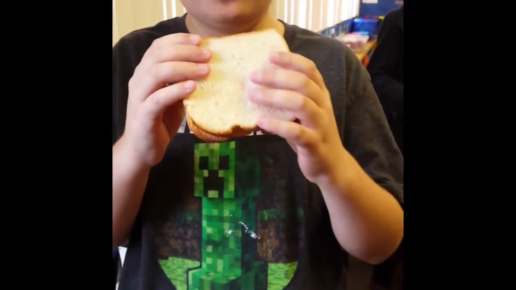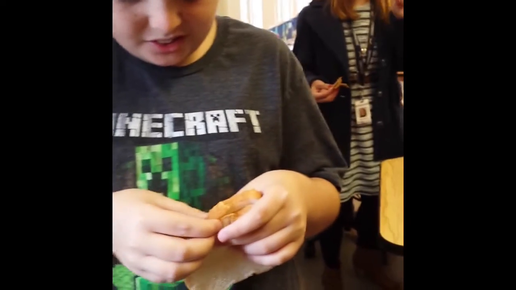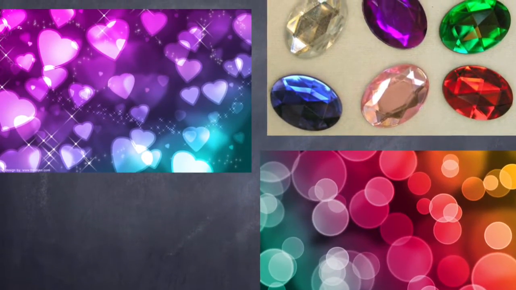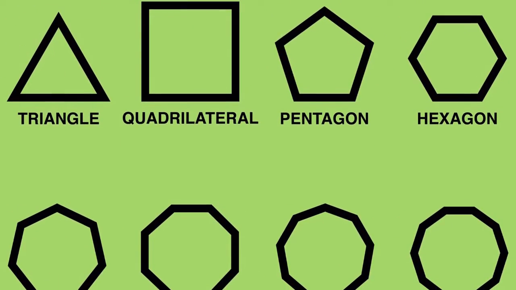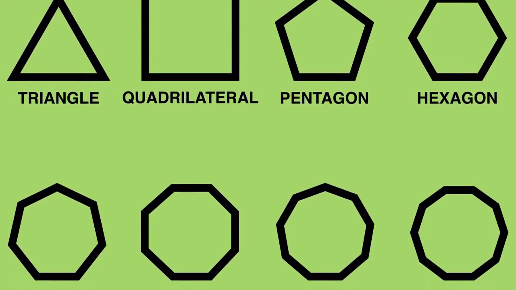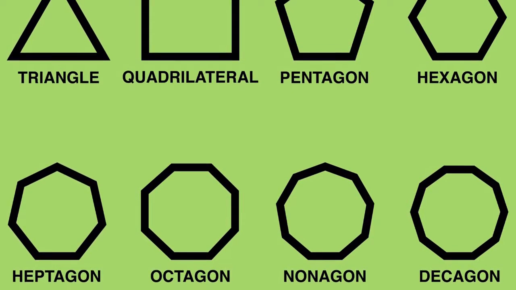Finding the perimeter of rounded shapes like circles and hearts and ovals can be a little more tricky. So to start, we will measure the perimeter of shapes that have no curves, like triangles, squares, rectangles, and pentagons. These types of shapes are called polygons, and they are made of only straight lines.